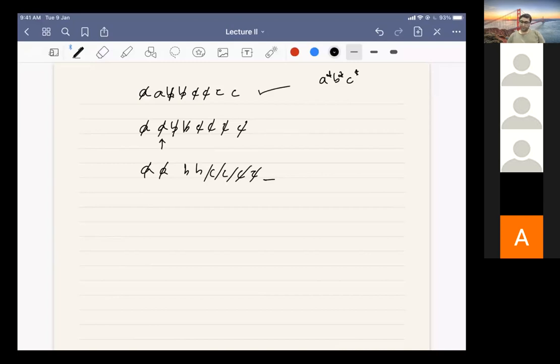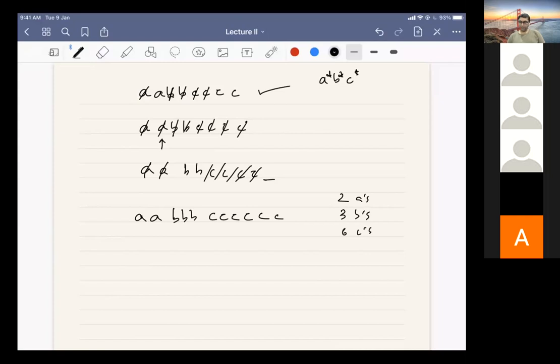So let's try one more time. Let's say we have A, A, B, B, B, and C, C, C, C, C, C. So two A's, three B's, and six C's. And we know that this string is in the language.